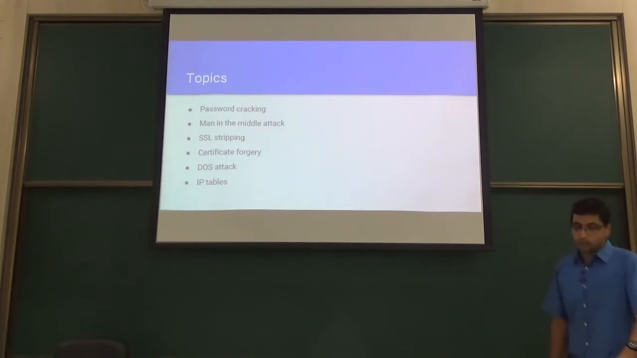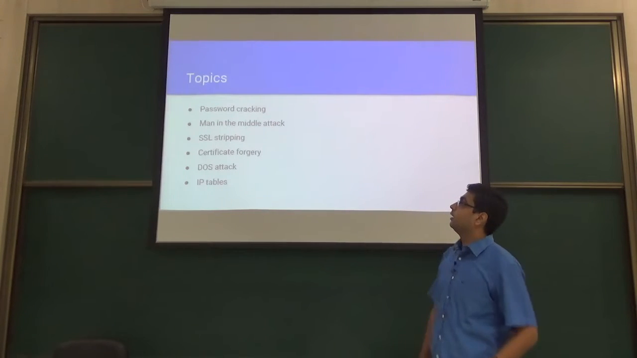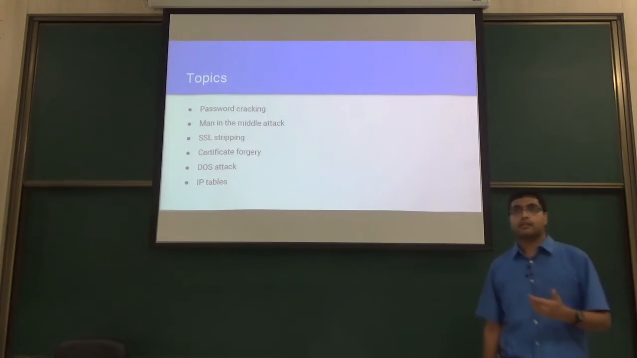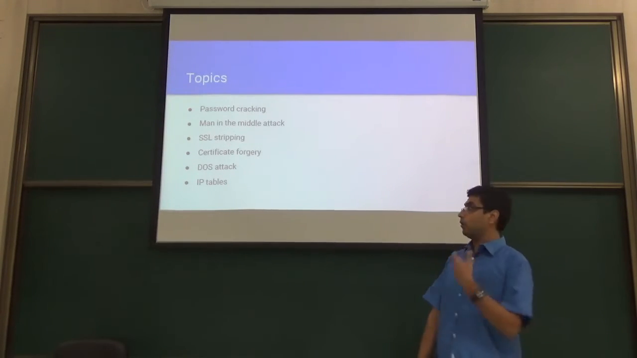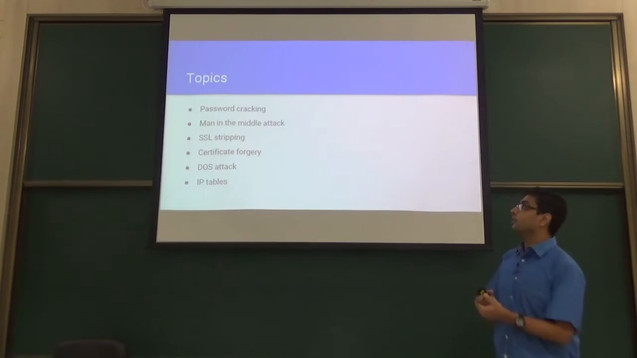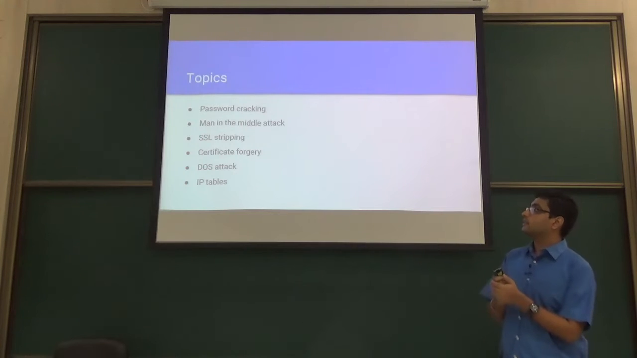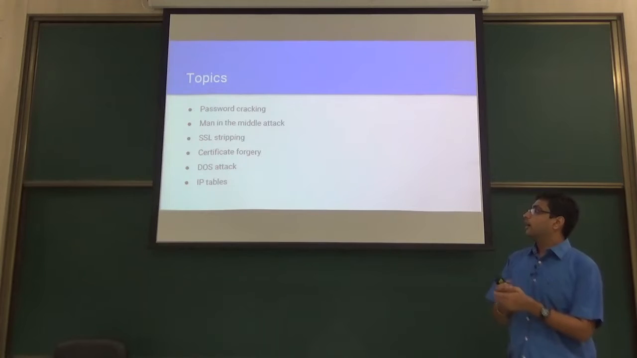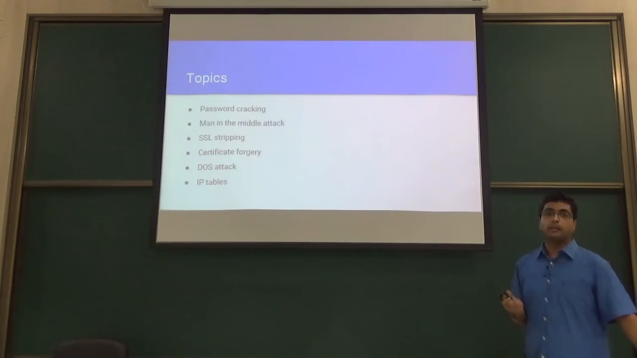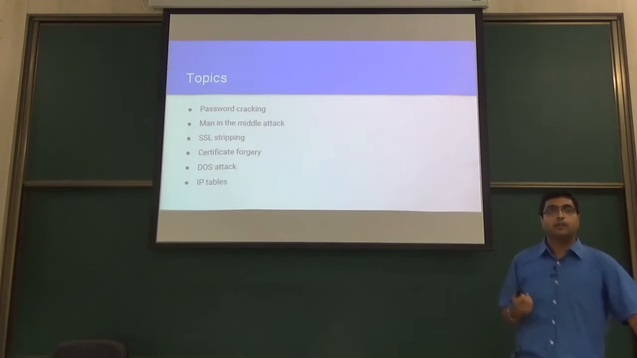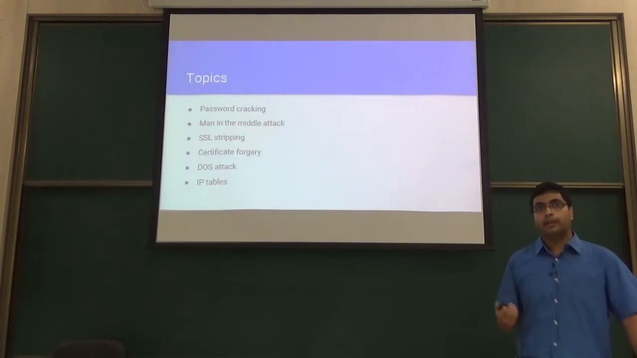Then if you do not have access to the machine and you are on the network, then you will be using a man in the middle attack. Then we have SSL stripping and certificate forgery when the traffic is HTTPS. A man in the middle attack alone cannot capture the password or the information, so we'll require SSL stripping and certificate forgery. And then we'll also cover the denial of service attack, and I'll also briefly cover IP tables. The main motivation of the talk is to cover the various attacks that we can do and see how we can prevent them.